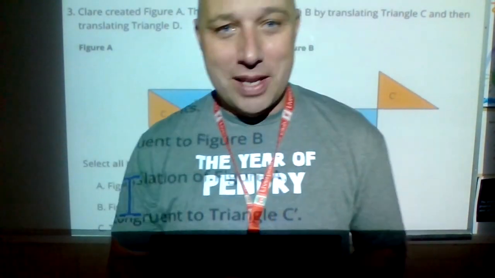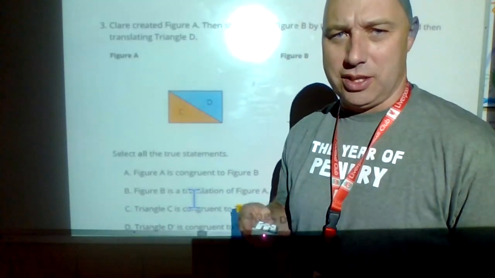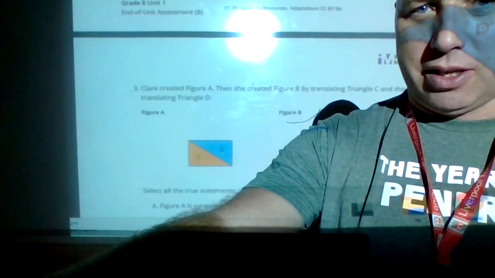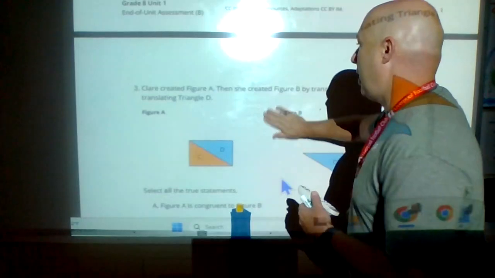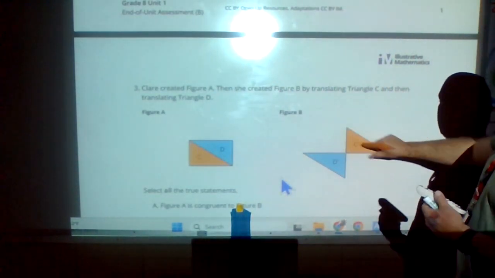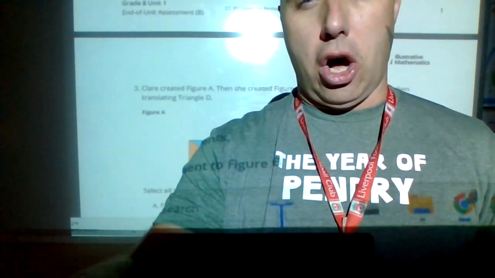It's fine. So, all right, now on this next one, I got to zoom out a little bit so you can see the whole question. Let me scroll down so we can see the question, and then we'll scroll up to see the answer. Okay, it says Claire created figure A, then she created figure B by doing some translations. She translated C and translated D. And then our job is to go down there and select all the true statements.